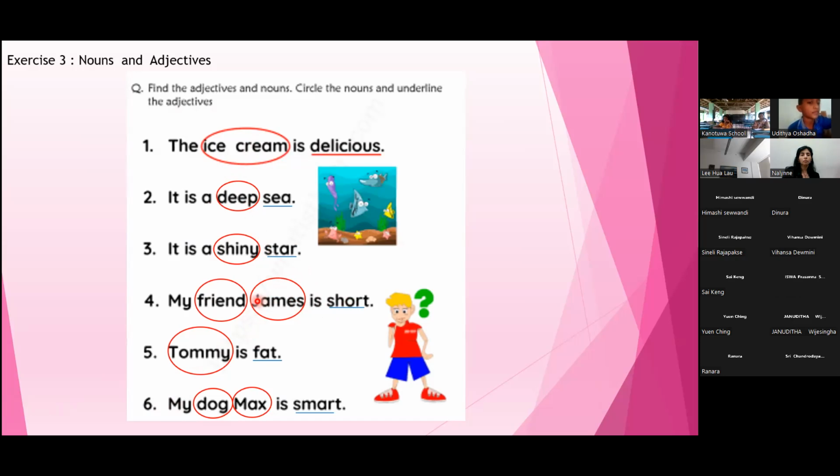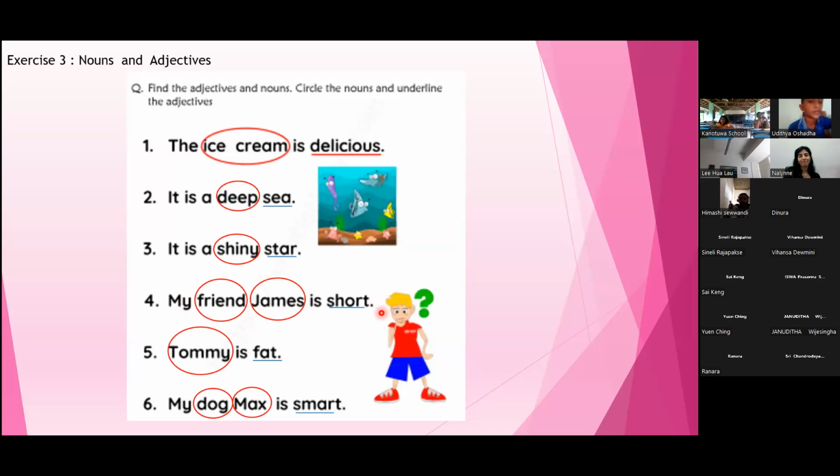Let's take probably this sentence. My friend James is short and give me something. Give me another adjective to make this even more interesting. My friend James is short and give me an adjective. Tall. Short and tall. Short and tall cannot go together because they're opposites, right? So what other adjectives can you use? My friend James is short and fat.